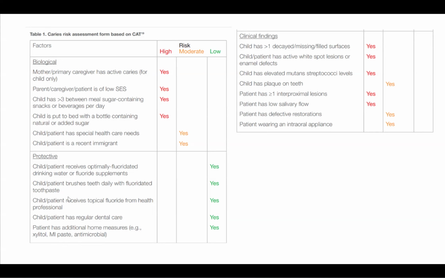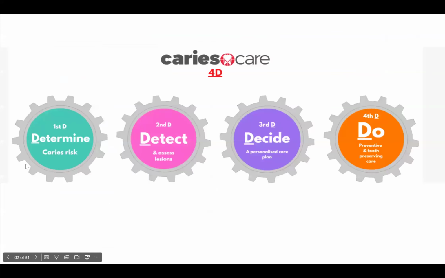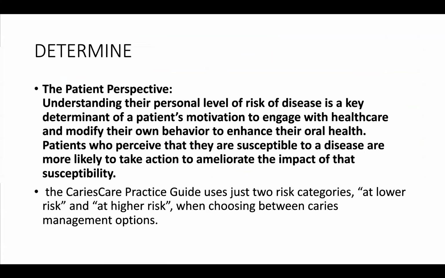Like if you see here that they have regular dental care, they're using optimal fluoride products, and they have additional home measures, etc. This is all given in our video lecture for ICDAS, and I've explained how to determine, detect, decide, and what you do for preventing caries as well.